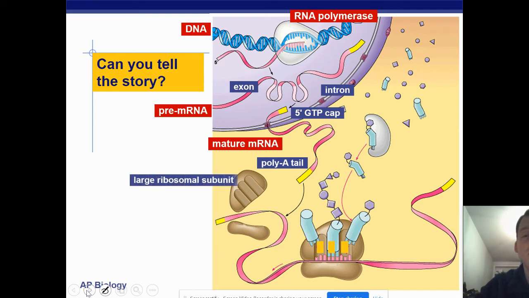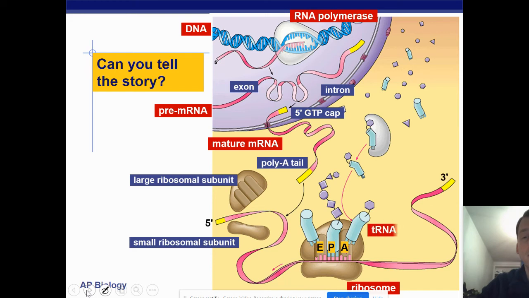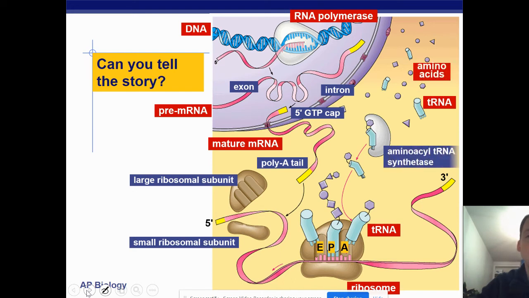And once it leaves the nucleus, it's going to meet up with the 2 different ribosomal subunits, which are going to come together with our tRNA to make a long polypeptide chain, which is going to make an amino acid chain. So there we see that growing polypeptide.